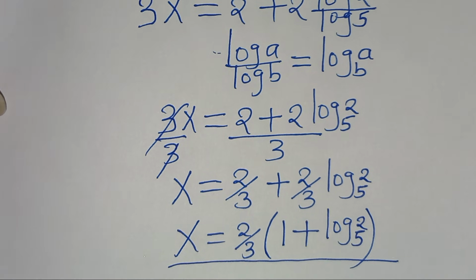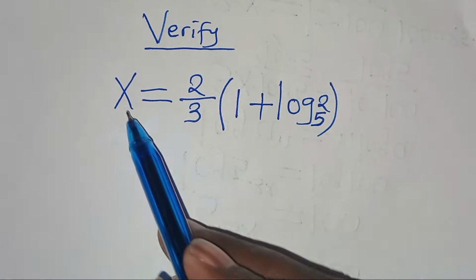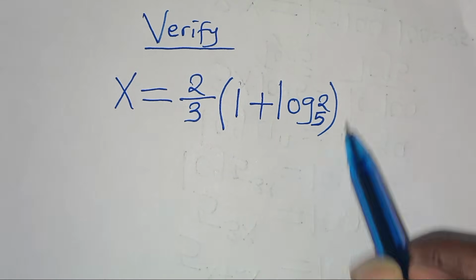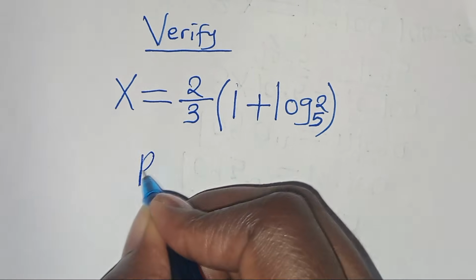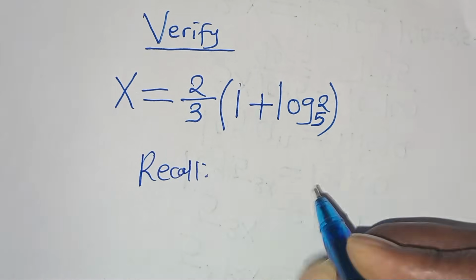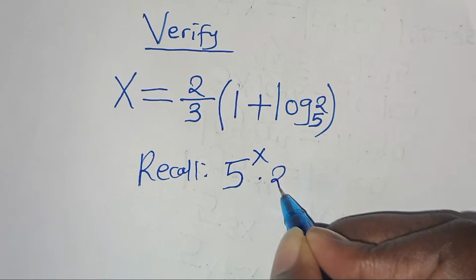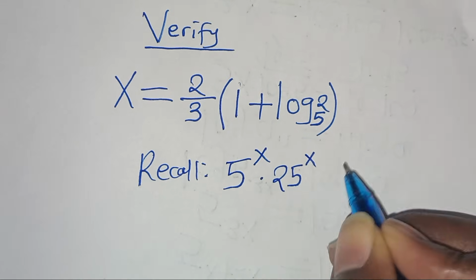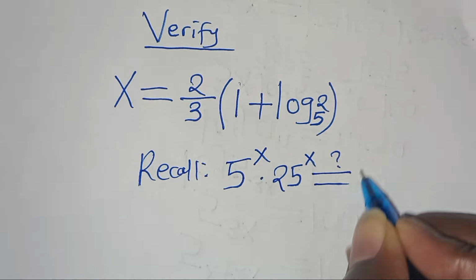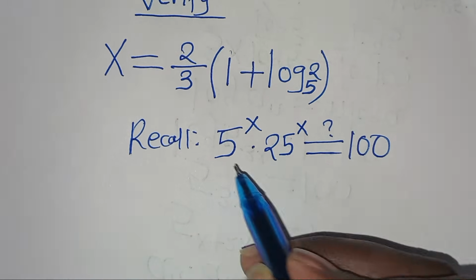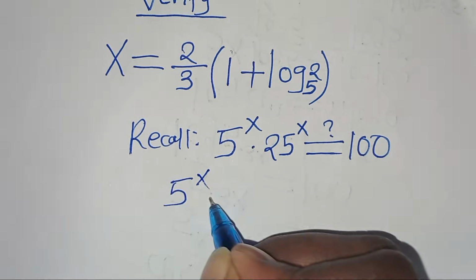The next step is to verify that this value of x satisfies the equation. Now let's verify that the value of x, which is 2 over 3 times the parentheses 1 plus log 2 to base 5, satisfies the equation. If you recall, we have that 5 to the power of x multiplied by 25 to the power of x is supposed to give us a value of 100. So here we have 5 to the power of x times 25.